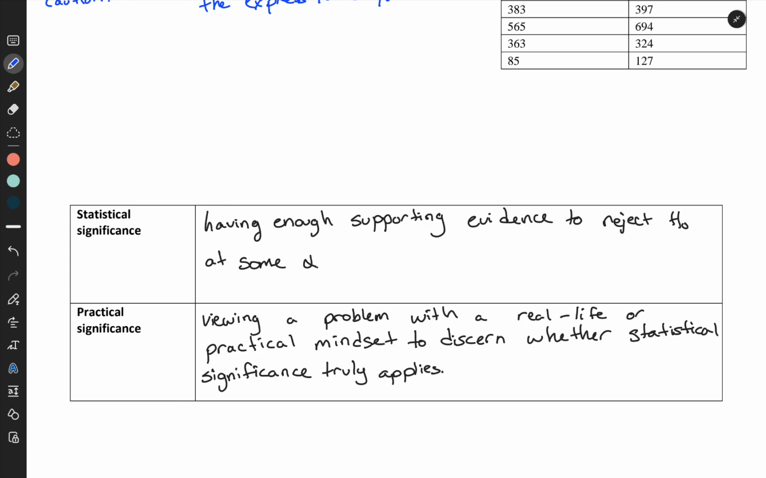Practical significance is viewing a problem with a real life or practical mindset in order to discern or decide whether statistical significance truly applies. In other words, looking at it from a lens of, does this actually matter? Is this result actually important? Not just, can I reject the null hypothesis, but is it going to be meaningful if I do? That is the difference between statistical significance and practical significance.